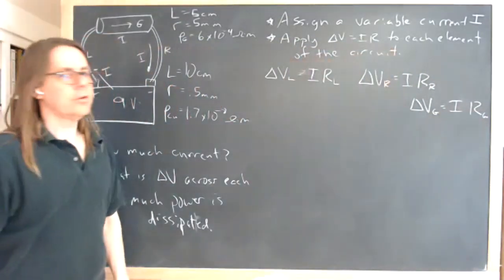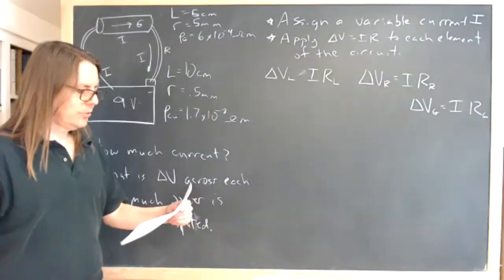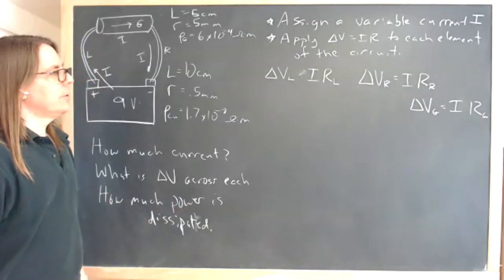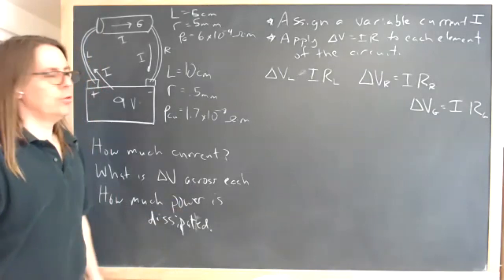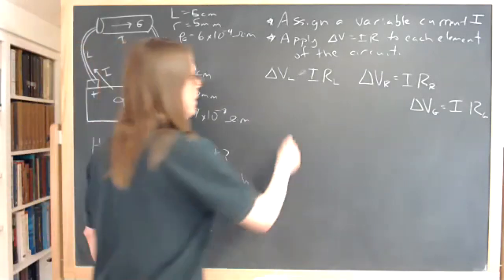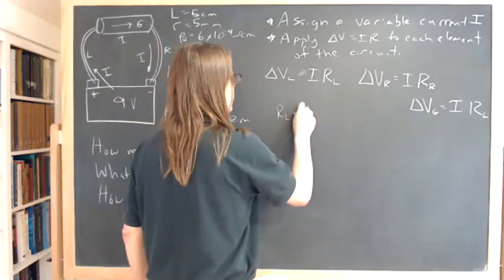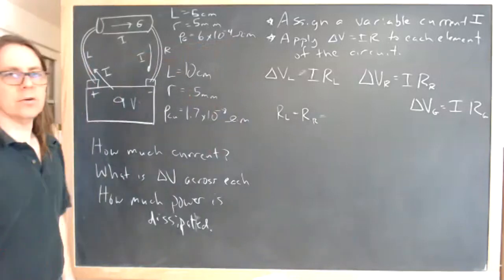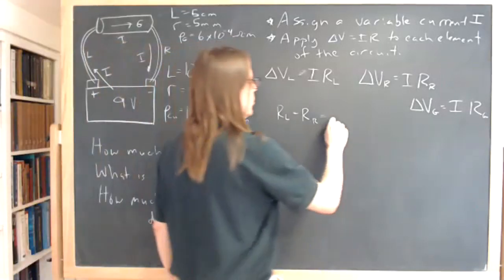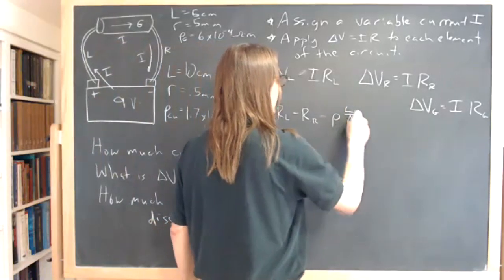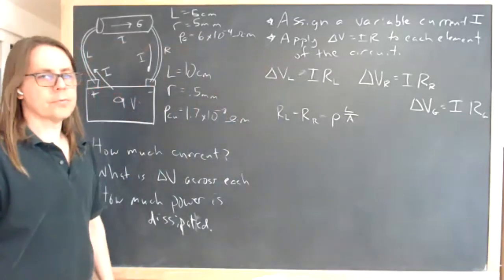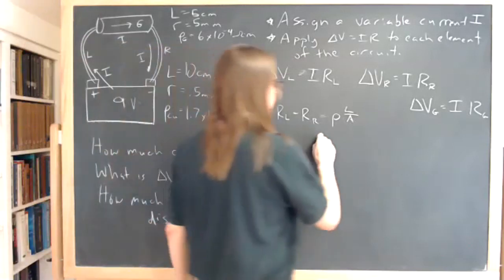So there we just wrote three equations by applying Ohm's law to each element. Now we don't know the current, but we can figure out those R's, okay? So R_L equals R_R, because those are identical wires. We use our formula, R equals rho L over A. Recall that is the resistance of a cylinder, if you know its resistivity.